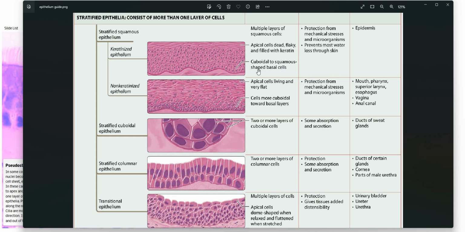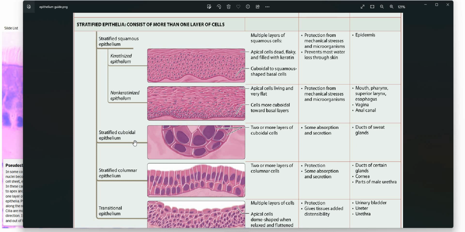It also prevents water loss. So if water is evaporating from the skin, we can actually get dehydrated very quickly. So if someone is sweating a lot and they're not replacing fluids, that's when it becomes dangerous and they get dehydrated. Well, having these multiple layers is going to help prevent that water loss. So anytime you hear stratified squamous epithelium, think epidermis or skin.